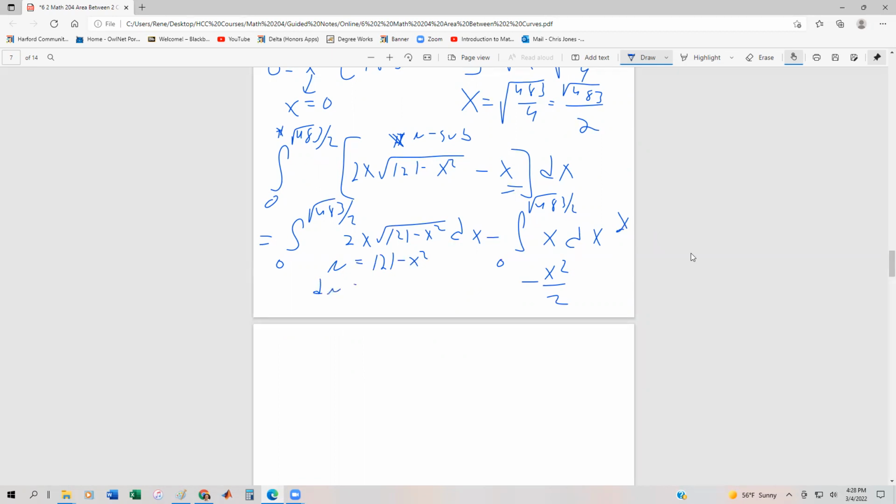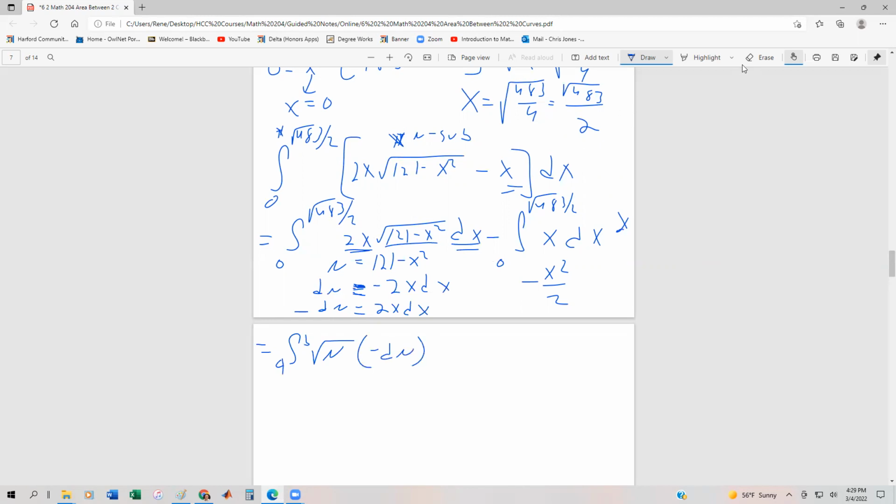The derivative du is going to be equal to not 2x. Be careful. It's going to be negative 2x dx. The derivative of 121 is 0, and then the derivative of negative x squared is negative 2x. That means the opposite of du is going to give us 2x dx, and that's exactly what we want. So now in terms of u, the integral from a to b of square root of u, since 121 minus x squared is u, times negative du.